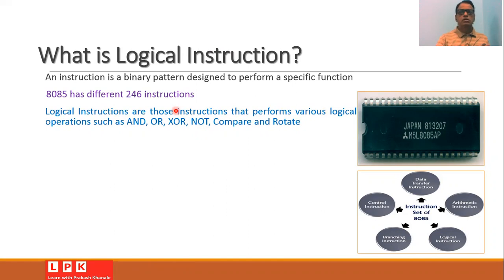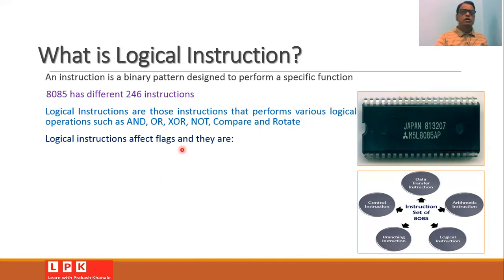Logical instructions are those instructions through which we can perform logical operations. Operations such as AND, OR, NOT, XOR, compare, or rotate are called logical operations, and these can be performed through a set of instructions called the logical instructions. Logical instructions do affect the flags. As we have seen, arithmetic instructions of 8085 affect the flags. Similarly, the logical instructions also affect the flags.